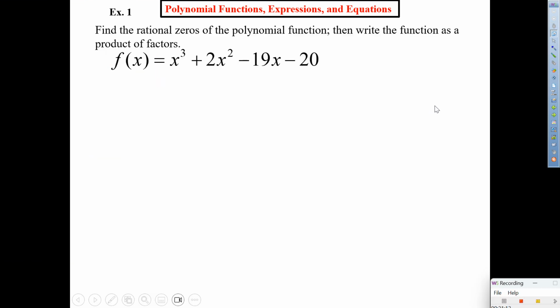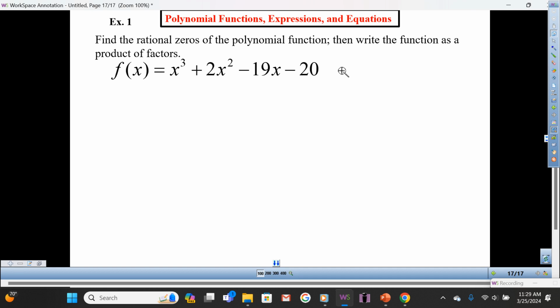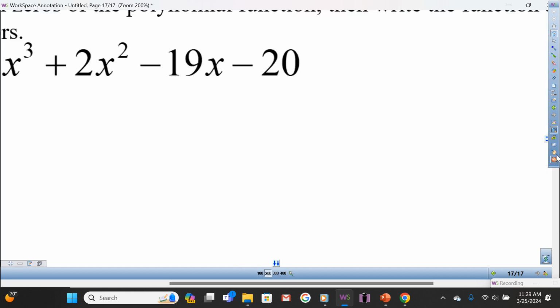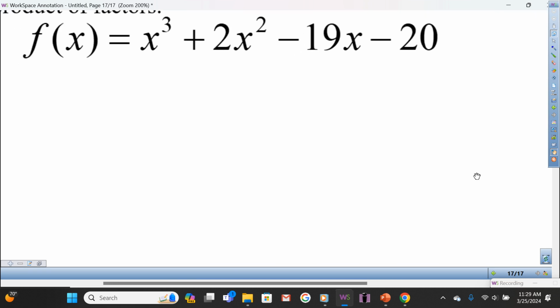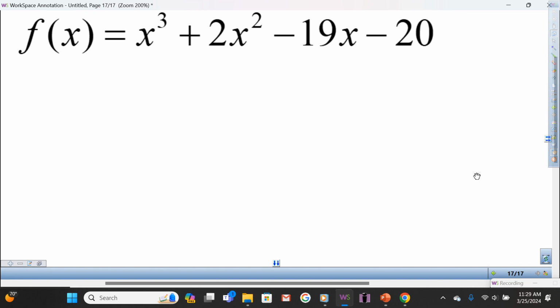Example 1. Copy this one, please. Find the rational zeros of the polynomial function, then write the function as a product of factors. So copy this, please. I'll give you some time, including the instructions, because that's how the home plate is going to go. All right, here we go. So, for the sake of this one, write your utensils down. I'll have you first listen, then copy, and so on and so forth.